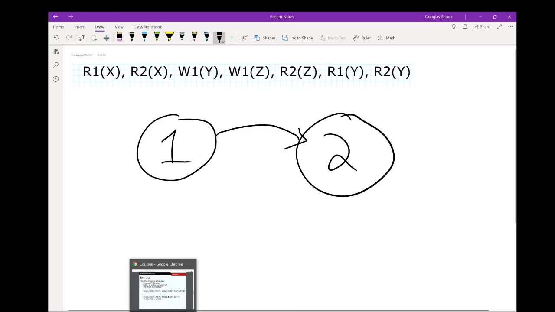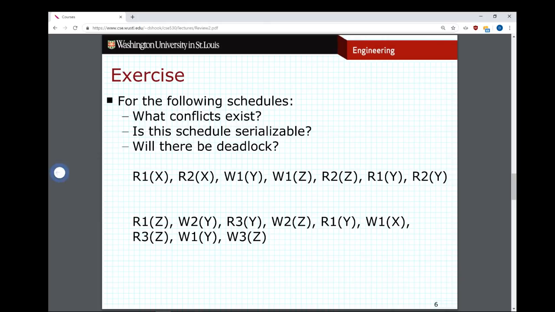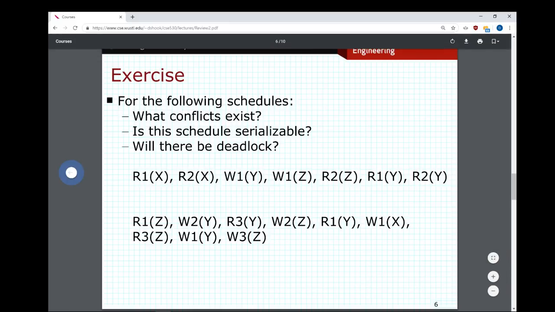And then the last question on this slide is actually a bit more involved. So will there be deadlock? We actually don't have enough information right now.